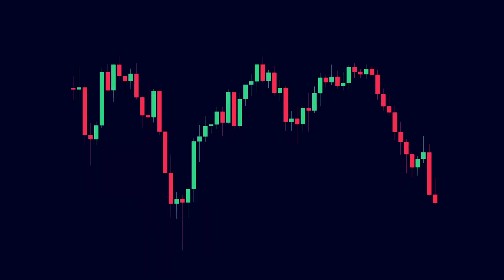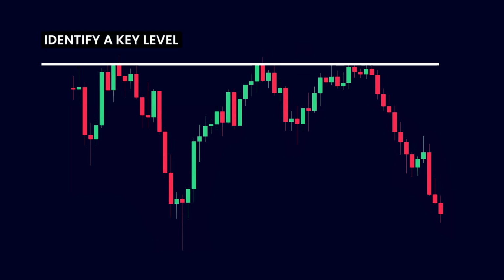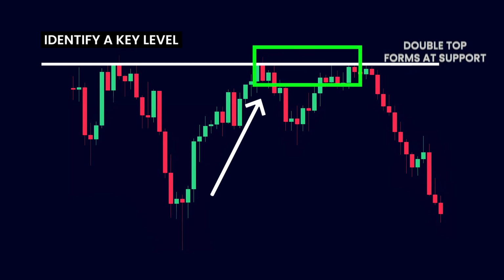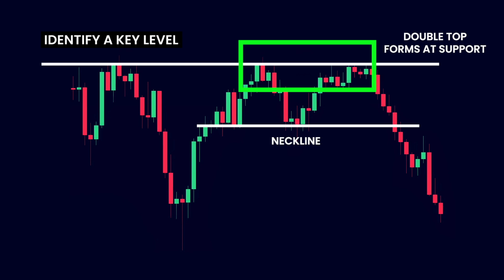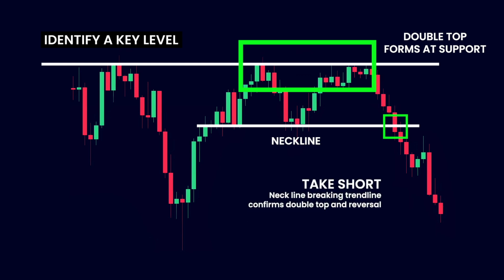Now, let's see how this works in a downtrend. First, identify a key resistance level based on past price reversals. As price revisits this area, a double top pattern forms. To confirm the pattern, place the neckline at the swing low. When price breaks below the neckline, making a lower low, the downtrend is confirmed. That's when you'd enter a short position on lower time frames.